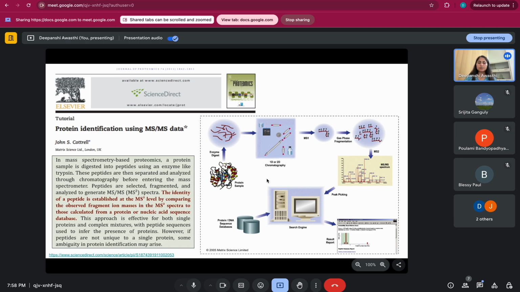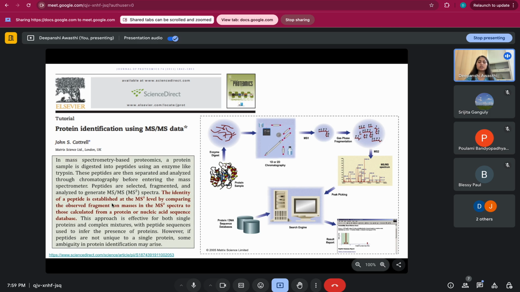Now there is another paper which I have come across, which was about protein identification using MS data. In this they have shown how the databases are used and how to analyze the spectra. So you can read this paper if you want, but the main takeaway message was about the identity of a peptide.